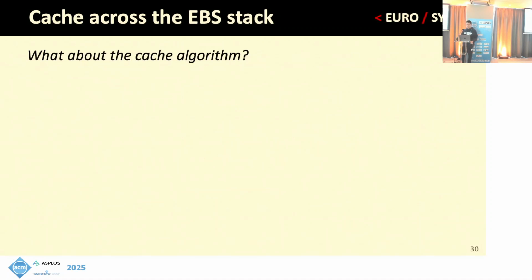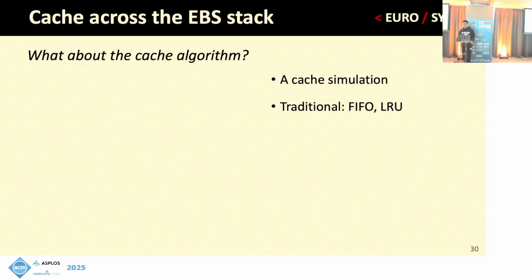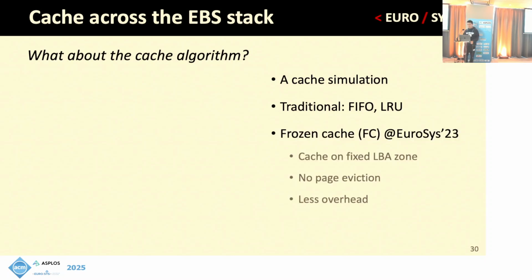The final question is, which cache algorithm best fits this hotspot pattern? We run a cache simulation using the collected trace. We select traditional algorithms like FIFO and LRU, and we also select an emerging algorithm in this field called frozen cache, FC. The frozen cache pins cache pages to fixed LBAs and does not perform any page eviction. This can eliminate the CPU overhead of maintaining the cache line metadata and the eviction logic.